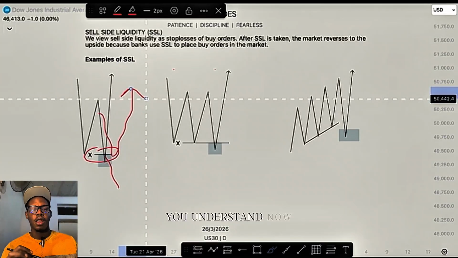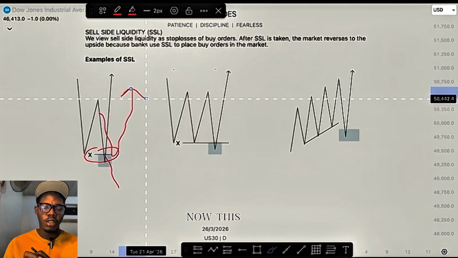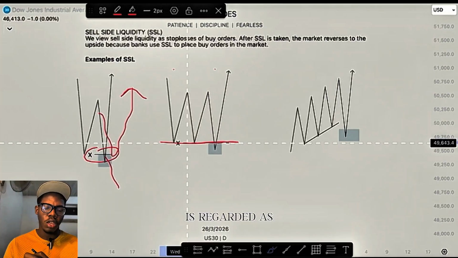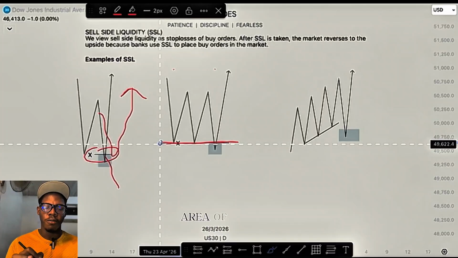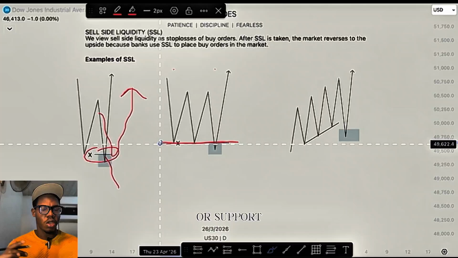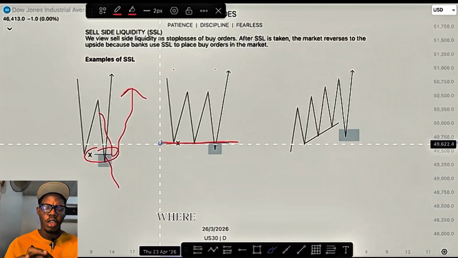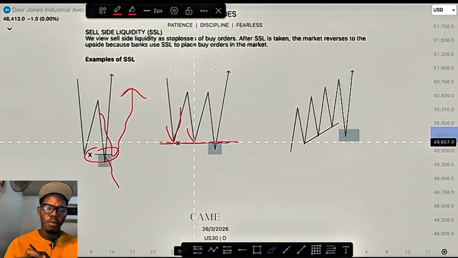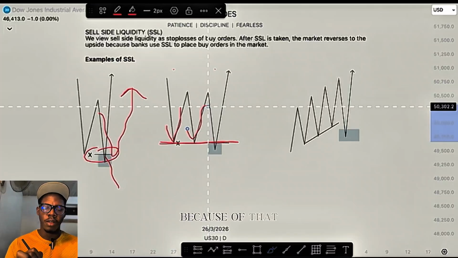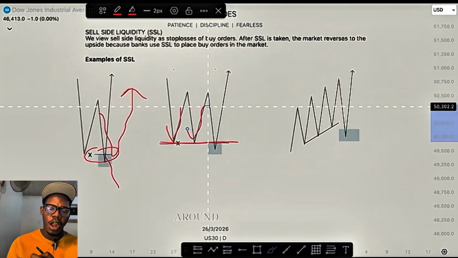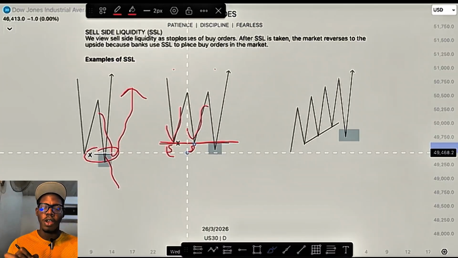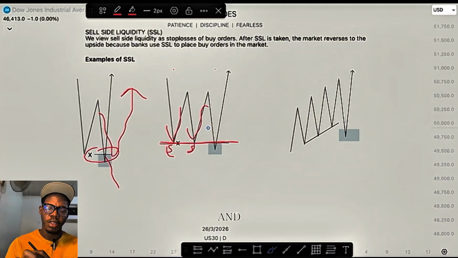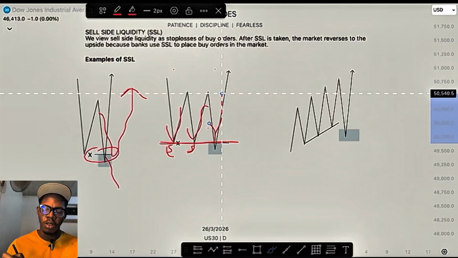Do you understand? Now, coming to this level, this zone is regarded as equal low. As you can see, this is an area of demand or support. When price comes into this level, it bought up. Came here, it bought. Came here, it bought. Due to that, stop losses are placed around this level. So that means there is lots of money at this zone for price to come and take out to continue. As you can see, the next time price came here, you're expecting that price is meant to come into the zone and still buy out, but price didn't.